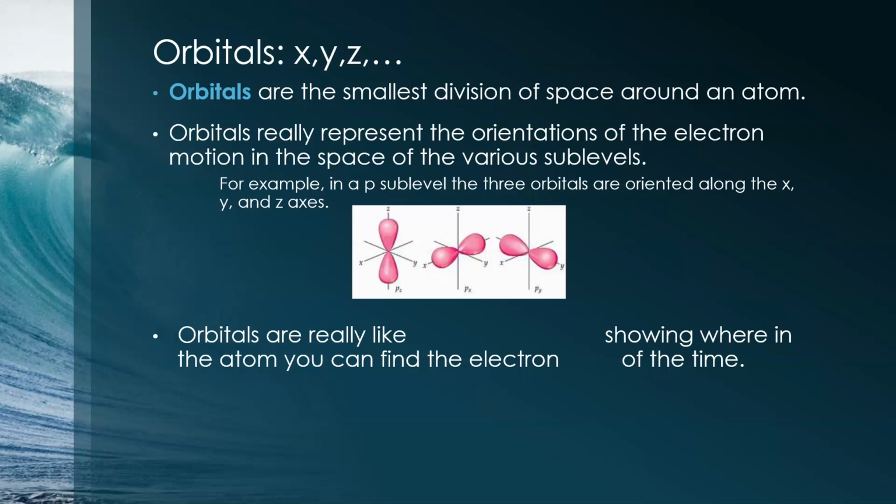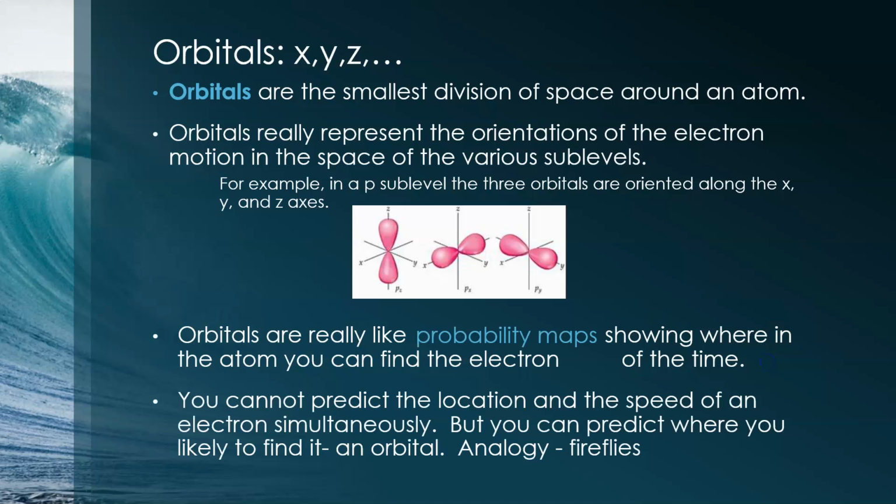Orbitals are really like a probability map. They show you where an electron can be found 90% of the time. Okay, so orbitals are really probability maps. They're showing you where the electrons are likely to be. Most of the time, not all the time, but most of the time.